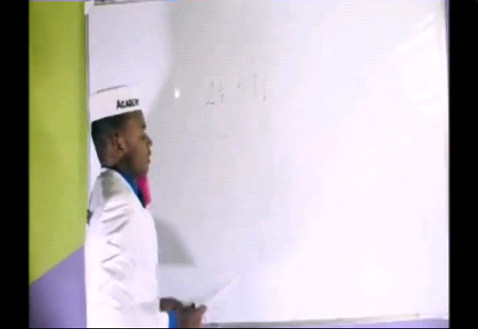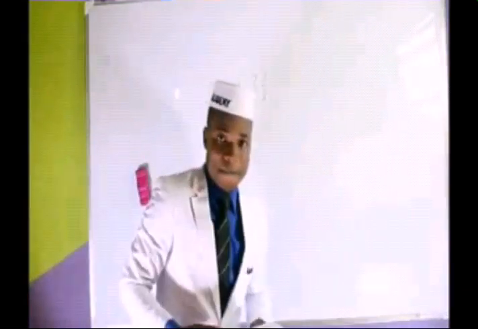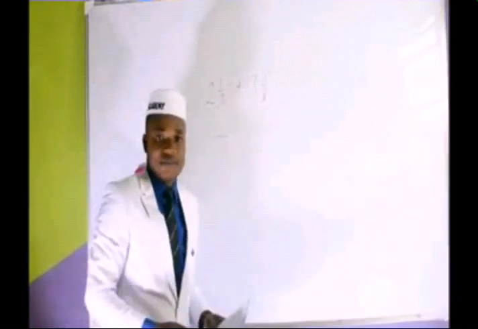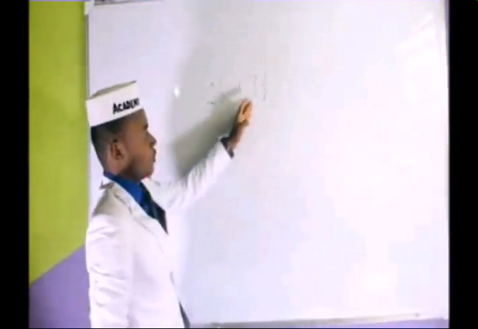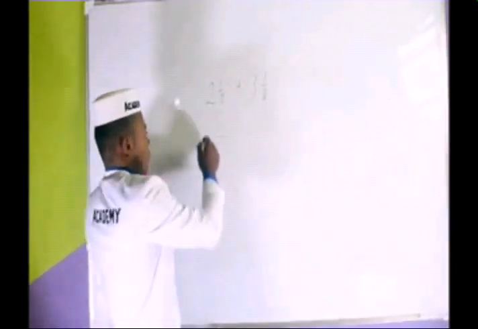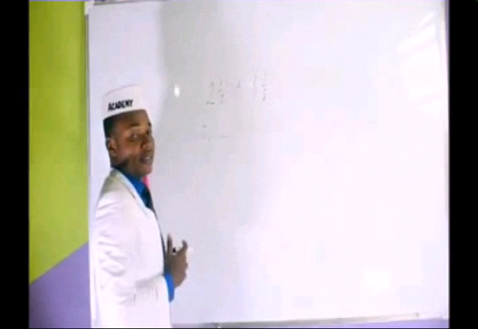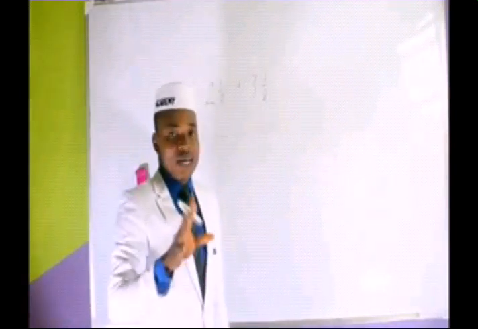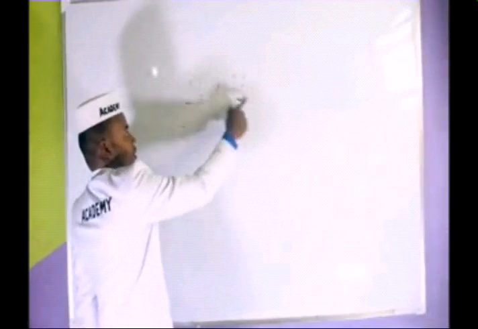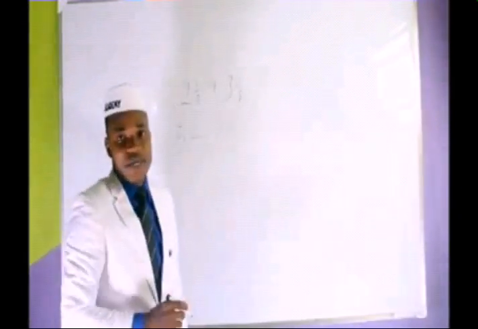Now, to do this, firstly, you can go ahead and add the whole numbers first. 2 plus 3 is going to give us 5. Write it here. The next thing is to look for the LCM, the lowest common multiple of the denominators. The LCM is 8.